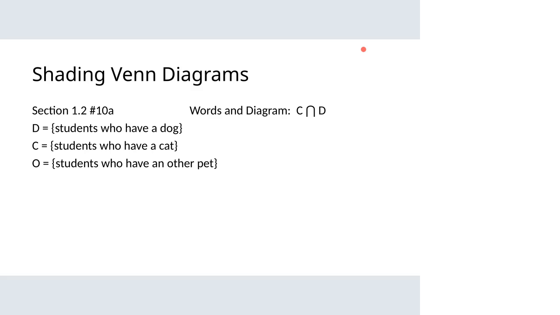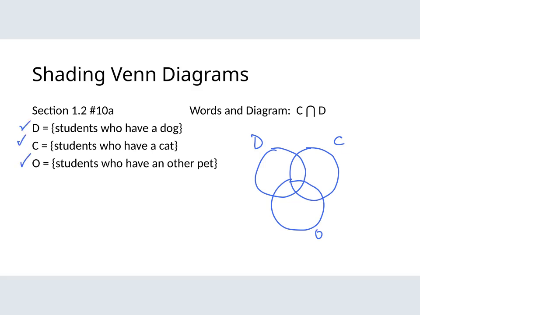There are 3 sets involved in 1.2, number 10A. Those are students who have a dog, students who have a cat, and students who have an other kind of pet. So if we draw our 3-circle Venn diagram with D, C, and O, the way they were written in the book, there's not really a right or wrong way. You kind of do the first one on the top left, second one on the top right, and third one on the bottom. You don't have to, but I'm following the convention that the book used here for sets D, C, and O.